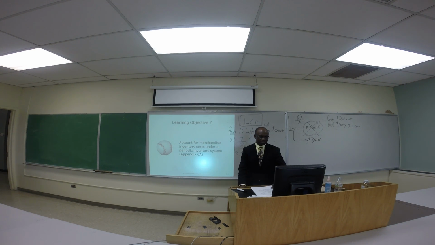The last objective, which we are not going to get into, is the periodic inventory system. As we discussed in chapter 5, the periodic inventory system is a system that accounts for ending inventory periodically, every 3 months or every 6 months or every year, however the case might be. In other words, a running balance of inventory is not tracked on a daily and weekly basis.